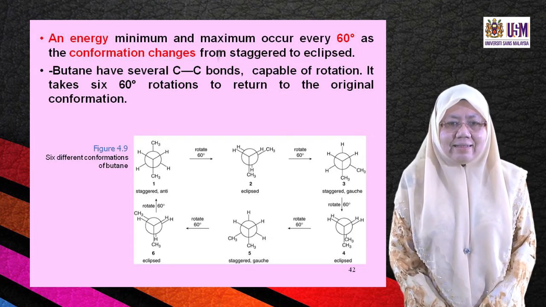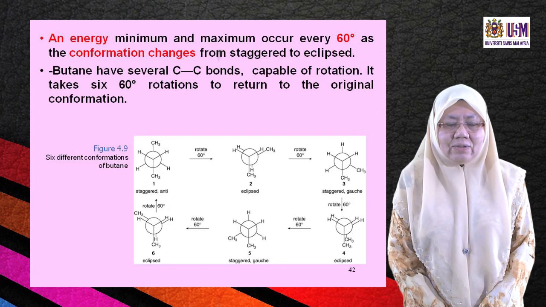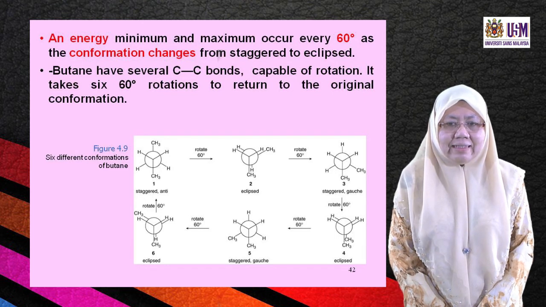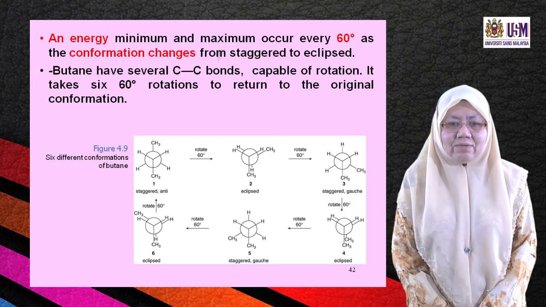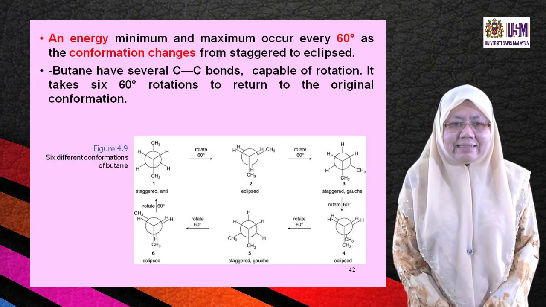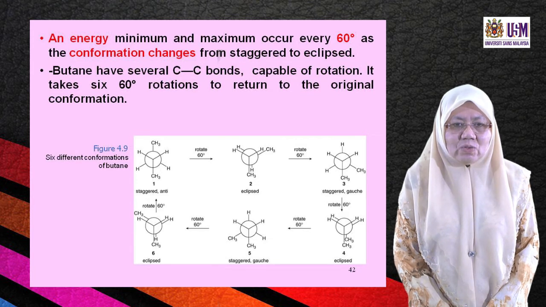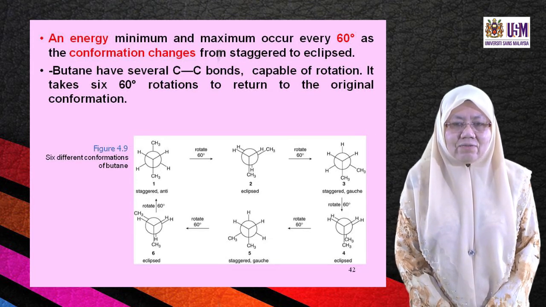The first is a staggered conformation, and on rotation will give the eclipse conformation, and another 60 degrees will give a staggered gauche conformation, and then another 60 degrees will give the eclipse conformation, and another 60 degrees will give another gauche and staggered conformation, and another 60 degrees will get back to the eclipse conformation, and back again another 60 degrees to the staggered anti-conformation.